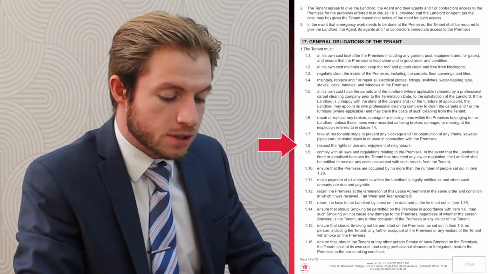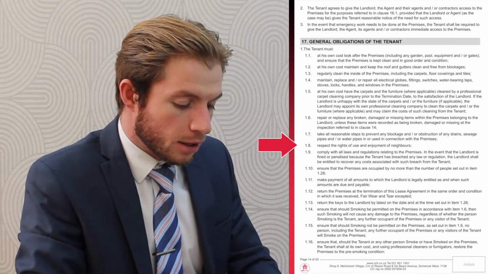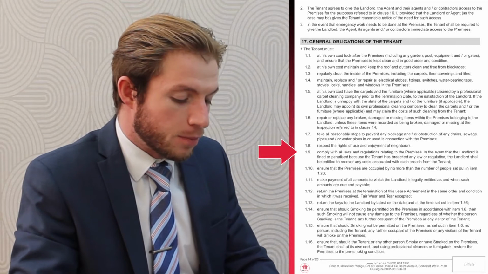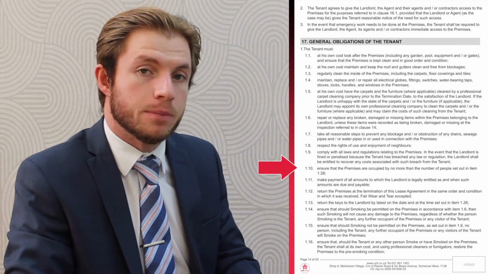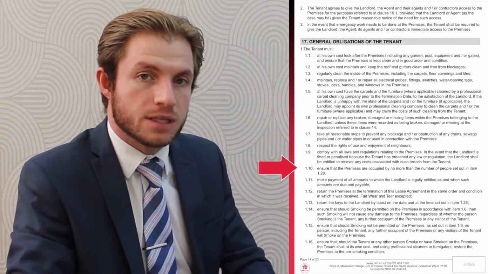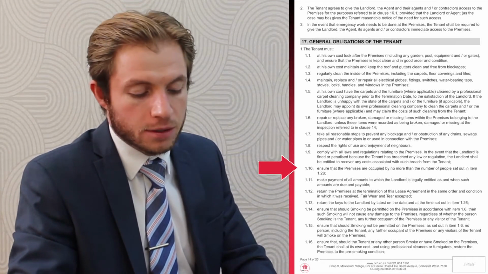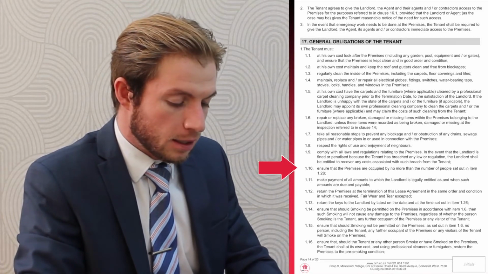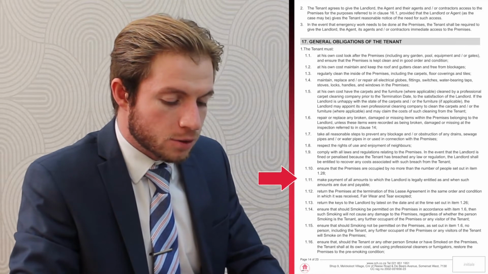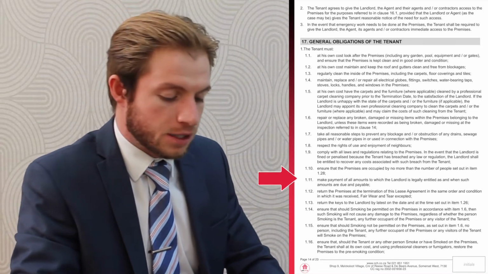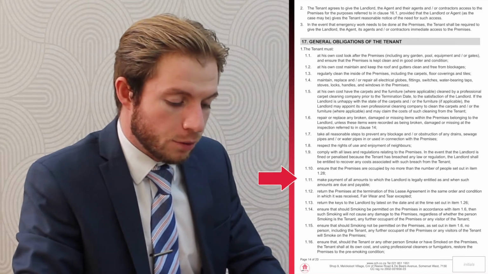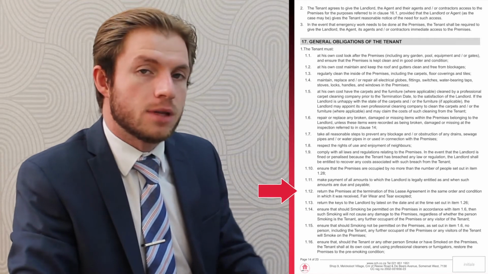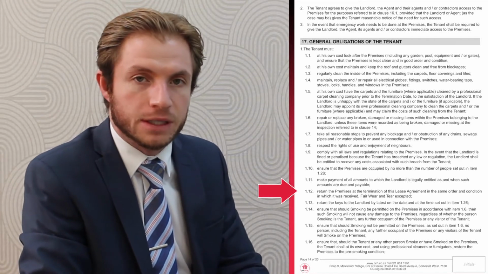Respect the rights of use and enjoyment of neighbours. Comply with all laws and regulations relating to the property. Ensure that the property is occupied by no more than the number of people as pointed out in this lease agreement. It is going to be contained in the schedule in clause 1.28. Make payments of all amounts which the landlord is legally entitled to. That's pretty obvious. And also very important, return the premises at the termination date of this lease agreement back to the landlord in the condition that you found it in.